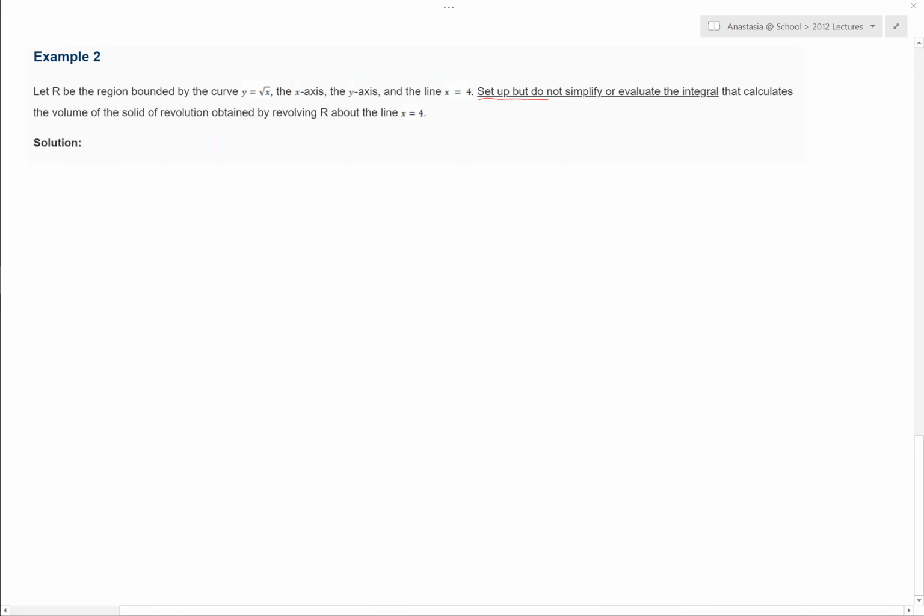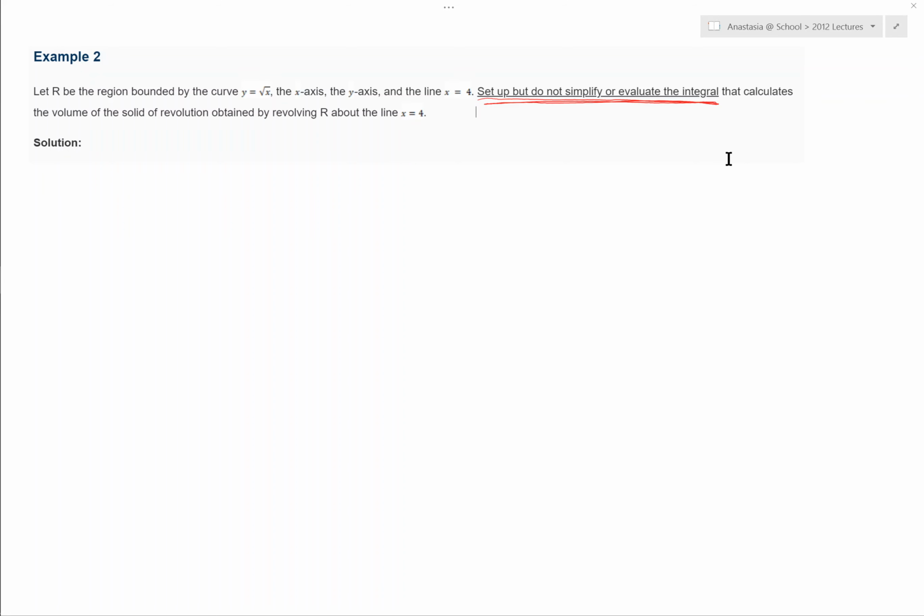The first thing I want to comment on is the instructions here to set up but not simplify or evaluate. This is something you should get familiar with because you will see it again in the future on quizzes and tests especially. The reason is that these applications of integral problems can be tested completely by just setting up the integral. So it takes less time, more problems can be put on a quiz or a test in a shorter period of time, and I can test you on all of the applications that way.